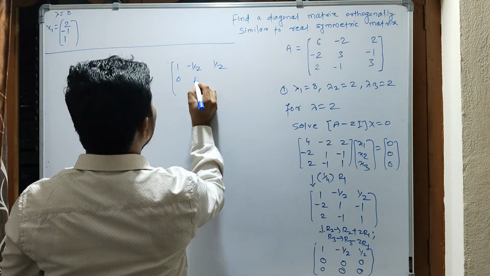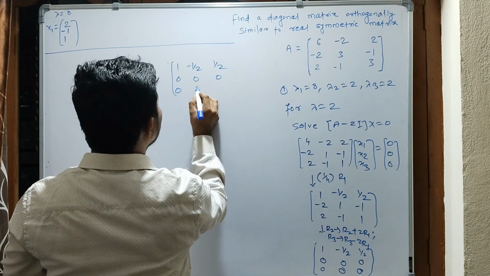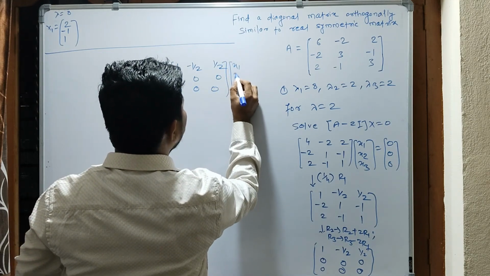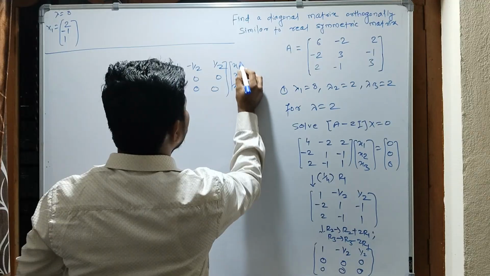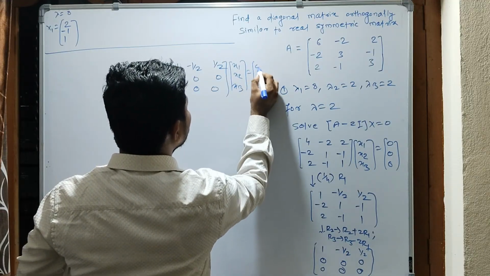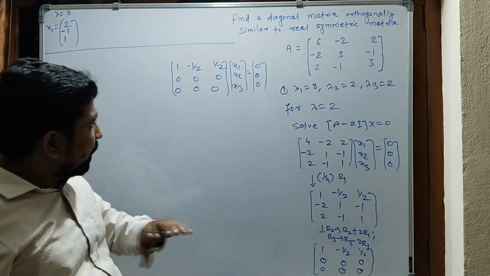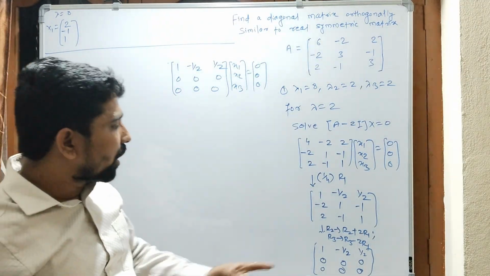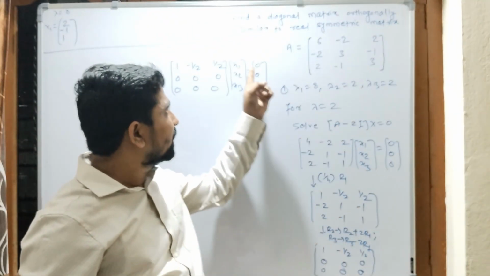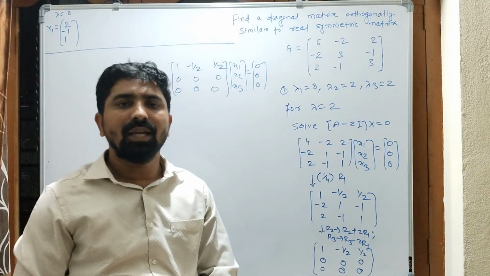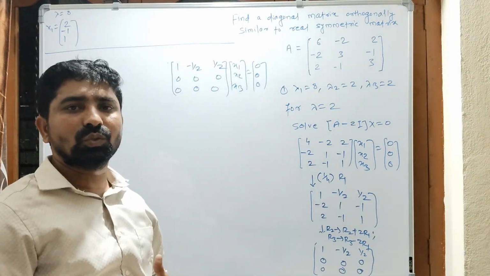So here we have the zero matrix times x1, x2 and x3, which is equal to 0, 0, 0. Now here you can observe one thing. The rank of this matrix is 1. The number of unknowns is 3: x1, x2, x3. So we have to assign two parameters to x1, x2 or x3.